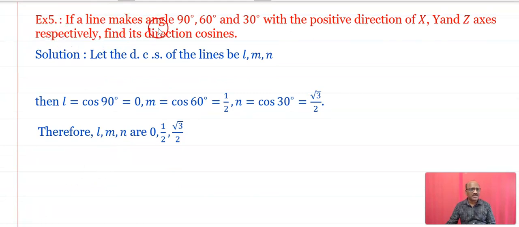If a line makes angles 90 degrees, 60 degrees, 30 degrees with the positive direction of x, y and z axis respectively, find its direction cosines. Let the direction cosines of the line be l, m, n. Then l is equal to cos 90, and cos 90 is 0. m is equal to cos 60, and cos 60 is 1 upon 2. n is equal to cos 30, and cos 30 is root 3 by 2. And therefore the direction cosines l, m, n are 0, 1 upon 2, root 3 by 2.